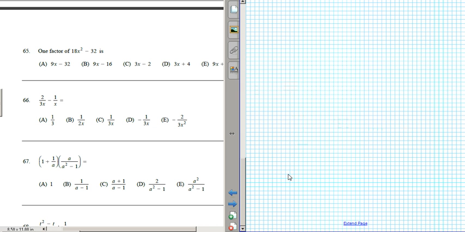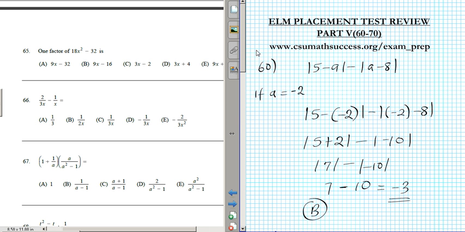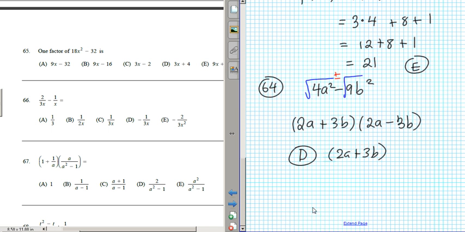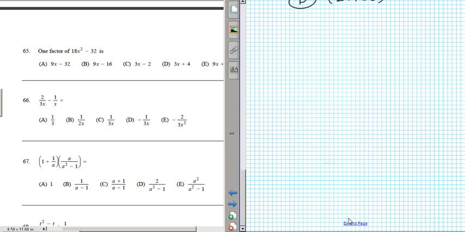For this one, we're looking at 18x squared minus 32. Alright, so 65, since we're to factor completely, we have 18x squared minus 32. So let's break this down first and see if I can take out any common factors. So what I'm going to do is break down both of them, okay? I'm going to break down 18x squared, and then I'll break down 32.